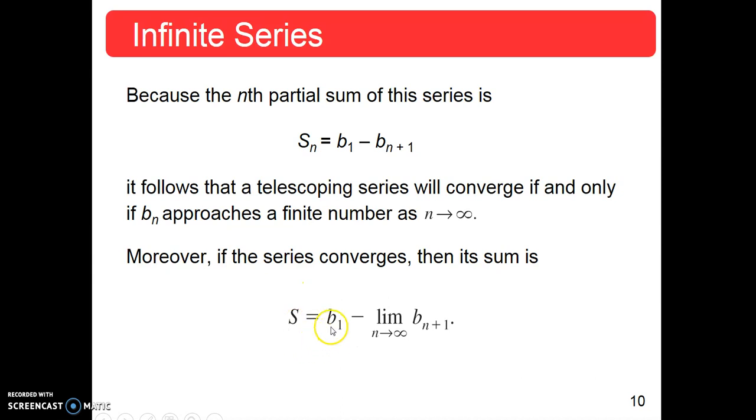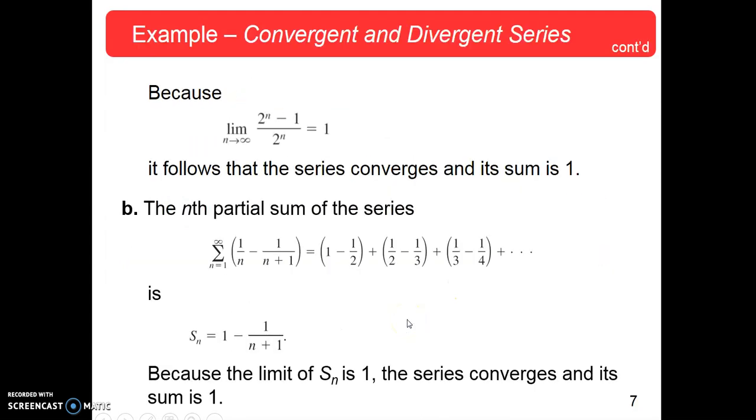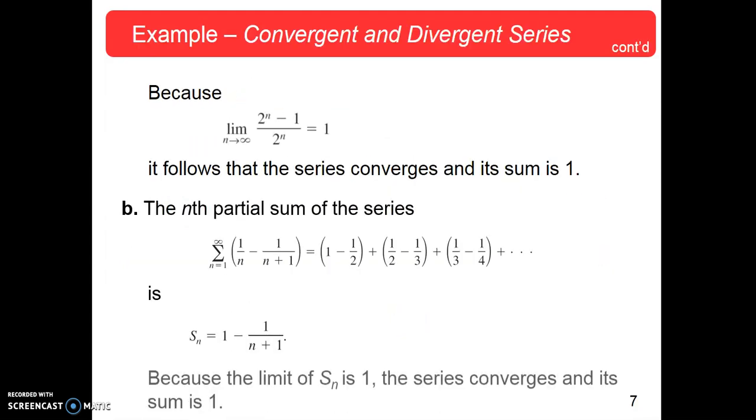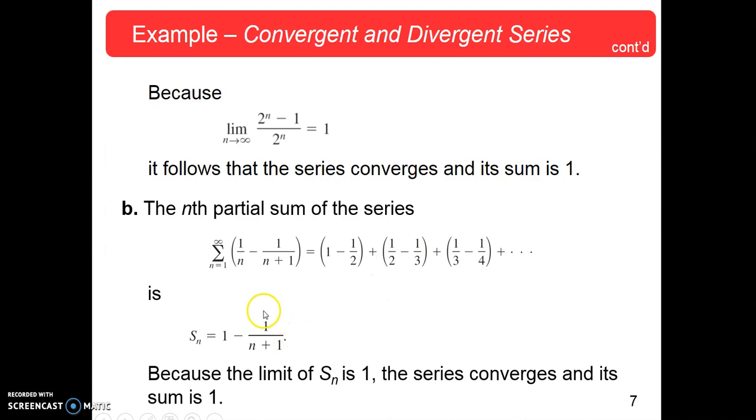it's going to be the first term minus the limit as n goes to infinity of the nth term, and that was what we saw in this example right here. We took the limit here as n goes to infinity, and you end up with this going to 0, and you get just this guy as the limit.